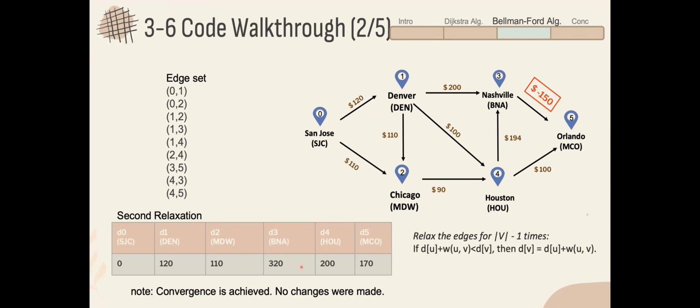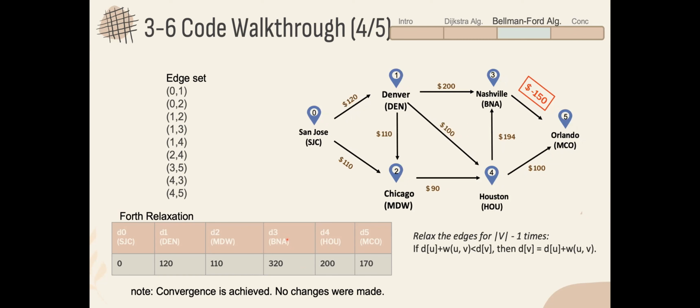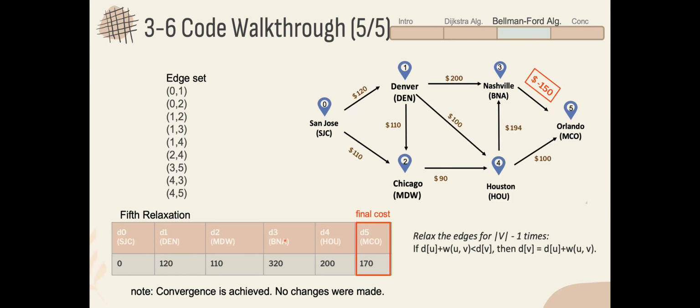we got lucky in this case: convergence is achieved and no changes were made. So it remains the same as the cost from the first iteration. This also holds true for the third and fourth relaxations. Lastly, we have our final cost after V minus 1 iterations, which matches our presentation. The final cost is $170. It successfully takes into account the negative weights and gets a valid solution.